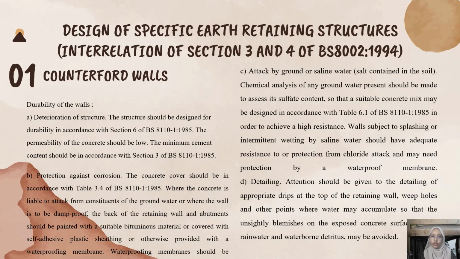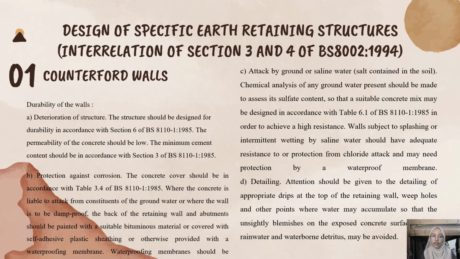Then, as for the design of specific earth retaining structures, using interpretation of Sections 3 and 4 of BS 8002/1994, the first retaining wall is counterfort walls. The durability of the walls is: A, deterioration of structure; B, protection against corrosion; C, attack by ground or saline water; D, detailing.